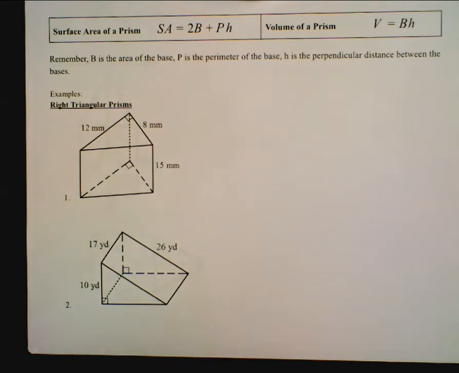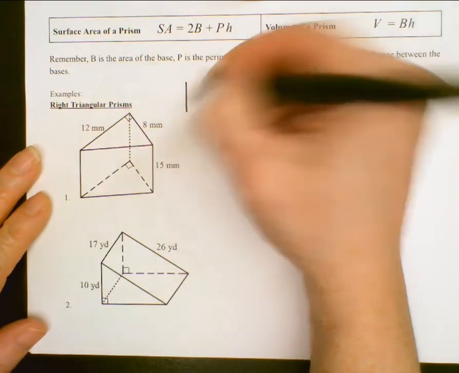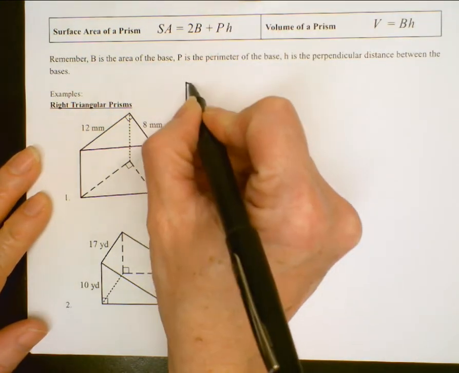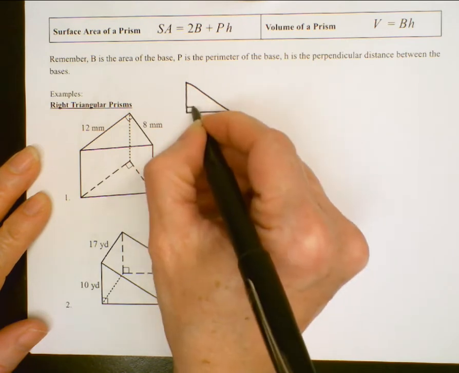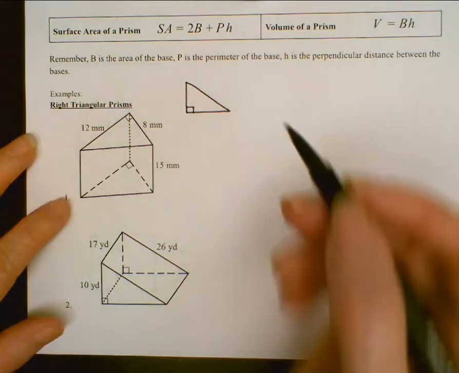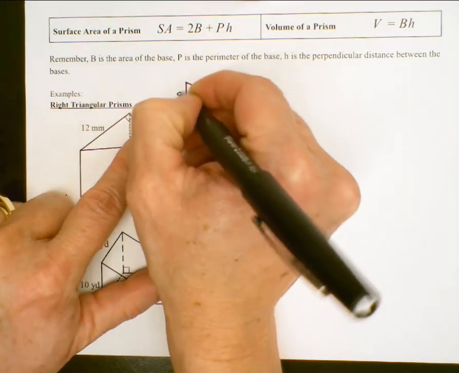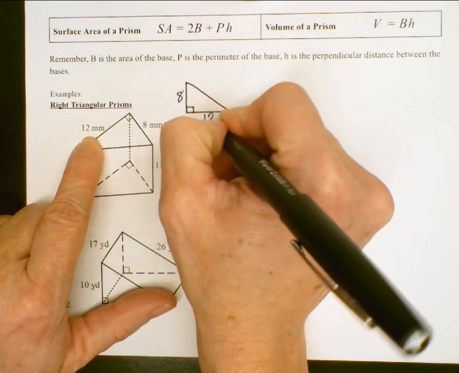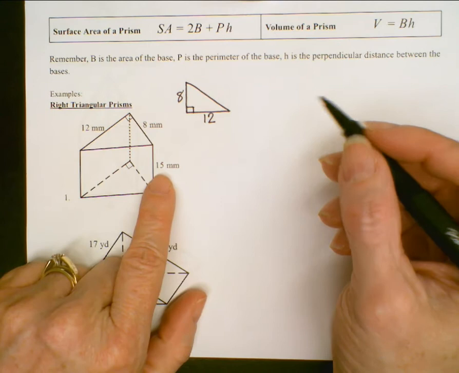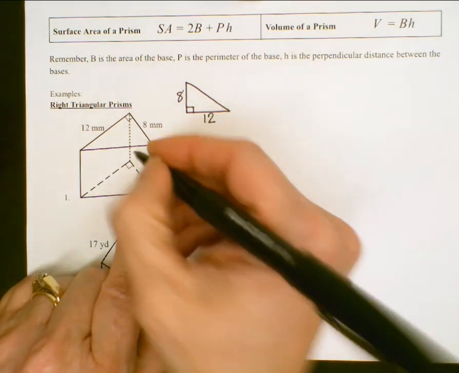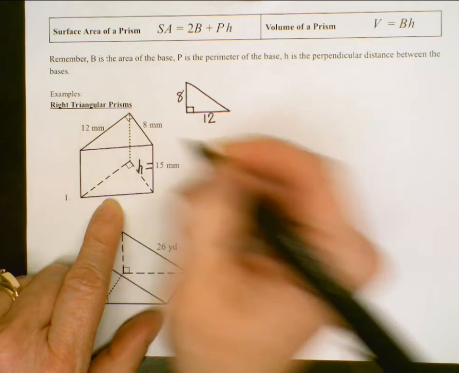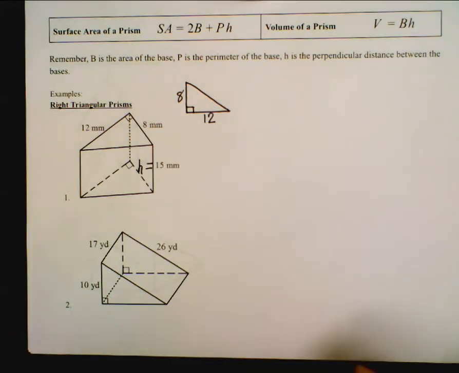So the first thing we want to do, and what I'd suggest that you do, because I find that it works best for my students when they do this, is to draw the base by itself. Ignore the rest of the prism entirely. By resketching that base, you focus your attention on the base itself and can kind of disregard the other elements. So in this case, I have a right triangle, and on either side of that right angle, I have one leg that's 8 millimeters long, and the other leg is 12 millimeters long. Keeping in mind that this 15 is the distance between the triangular bases, so that will become our h value later when it comes time to find the surface area and the volume.